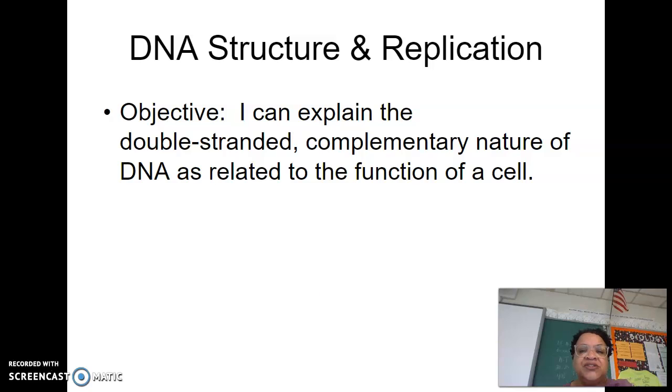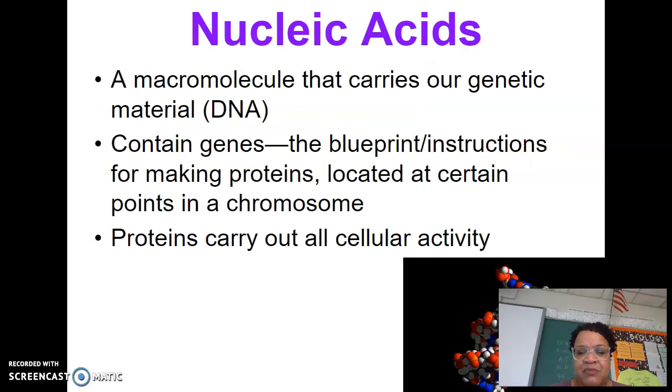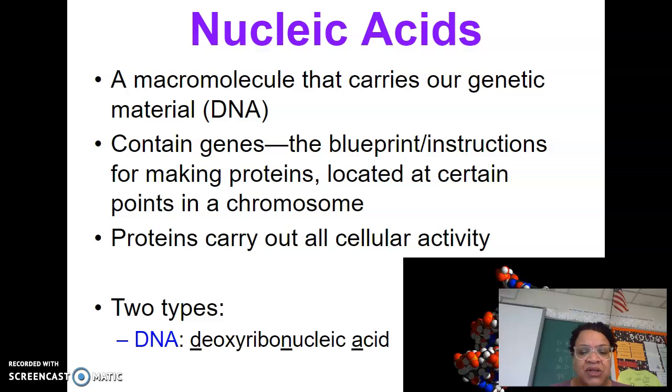Okay, so DNA structure and replication. Your objective is to be able to explain the double-stranded complementary nature of DNA as it relates to the function of the cell. So nucleic acids are a macromolecule, as you guys know. What are the other three types of macromolecules? Pause this if you need to look it up.